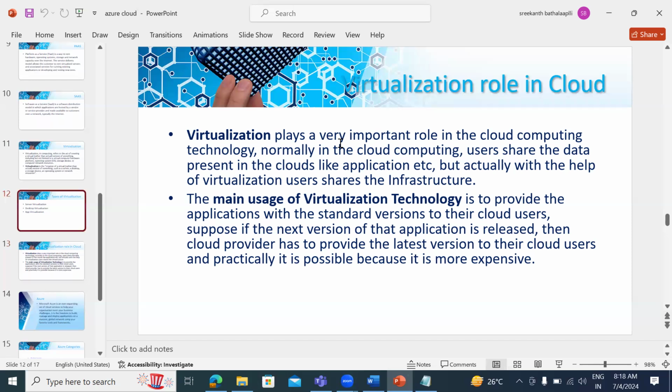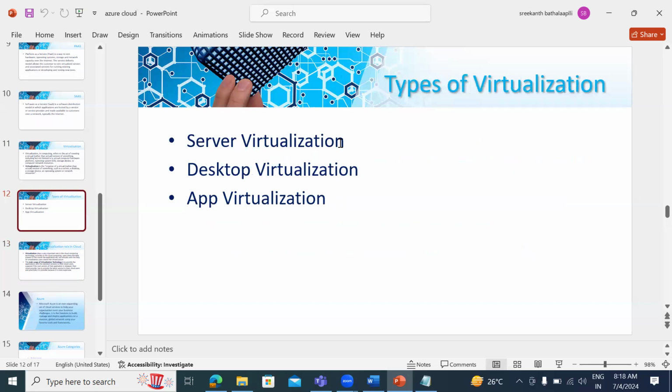Mostly we have three types of virtualization: server virtualization, desktop virtualization, and application virtualization. For the cloud data center setup, which virtualization is very important? Server virtualization is very important.